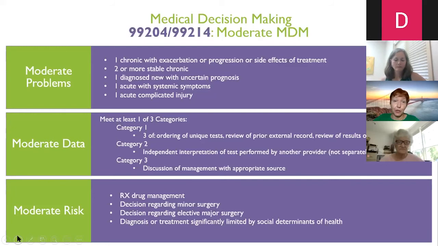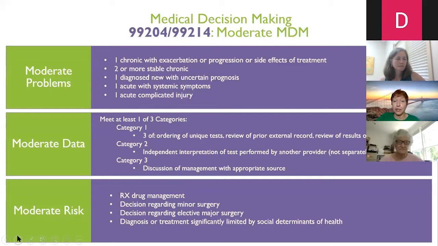Or one diagnosed new with uncertain prognosis. That again is germane to anxiety or depression in practice. When you look at moderate data, you have to meet at least one of three categories. So category one is ordering any unique tests, review of prior external record, review of unique tests. What about labs with some of these kids? I will very often do a CBC, a TSH, maybe a comprehensive metabolic panel, especially in a kid like this, one who's gained a lot of weight in the last several months. So that would meet category one.